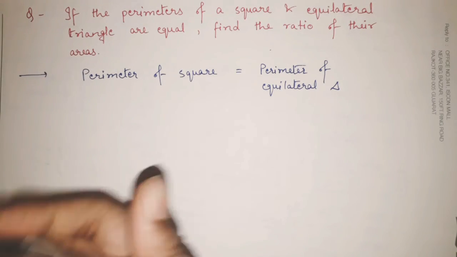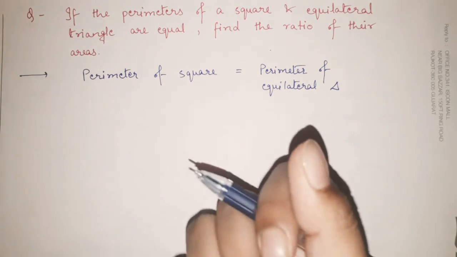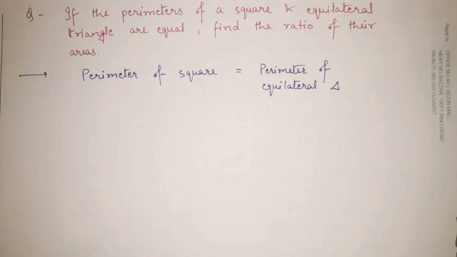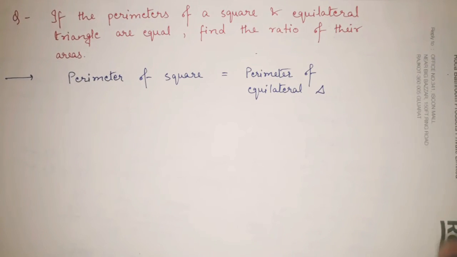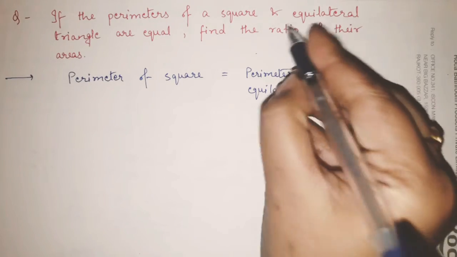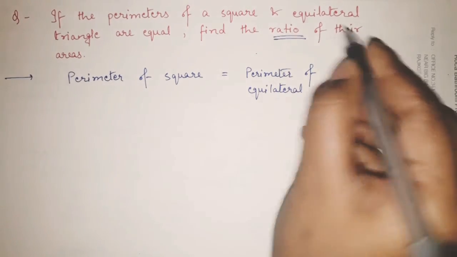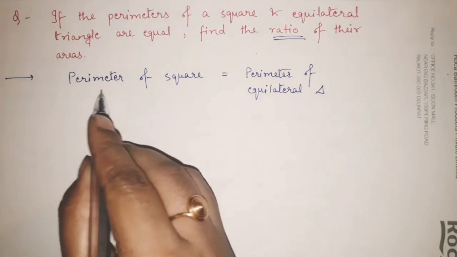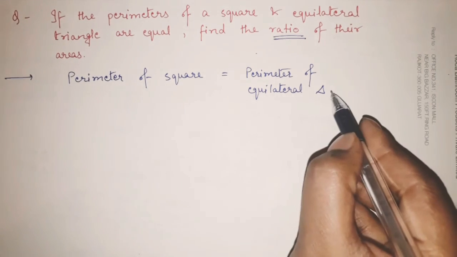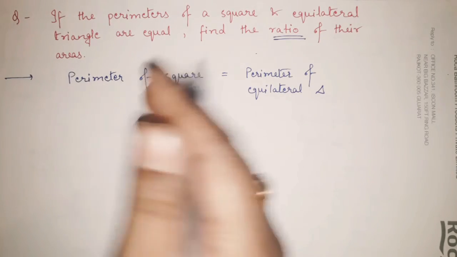See, again this is a frequently asked question and a very interesting one. They have given you that the perimeters of square and equilateral triangle are equal, and then ultimately we have to find the ratio of their areas. How to do that? Let's see. Very simple. We know that perimeter of square equal to perimeter of equilateral triangle.